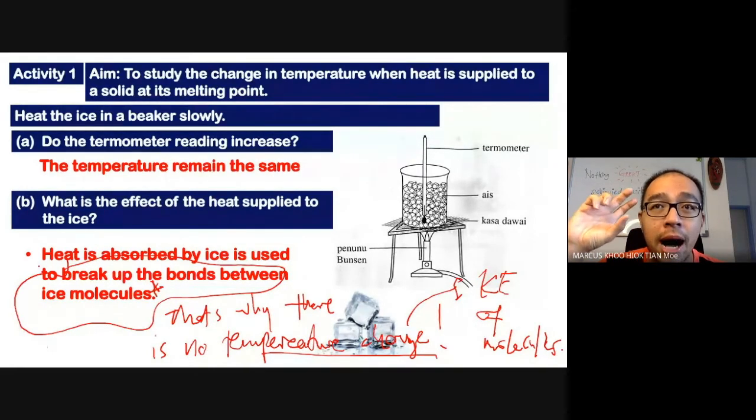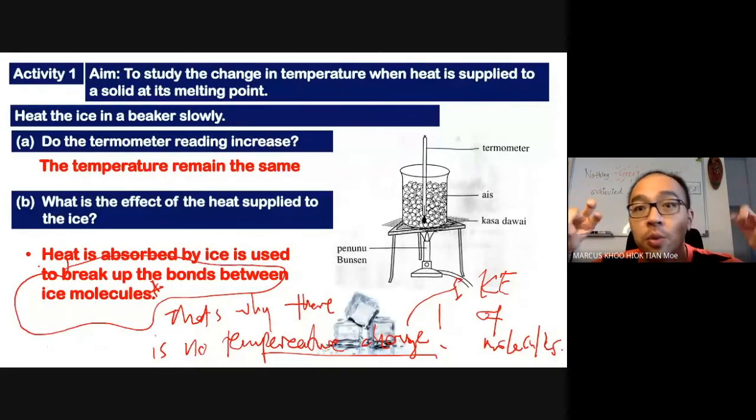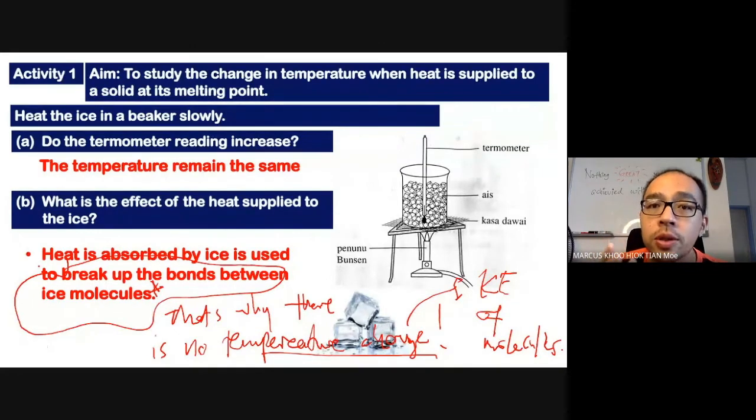We need to unlearn whatever we think we knew in the past. Because in physics, it tells us that when we provide the heat, the heat can only be used for one thing at one time. It can only be used for either this or this. It cannot be used together. Unfortunately, heat can only do one thing at one time.